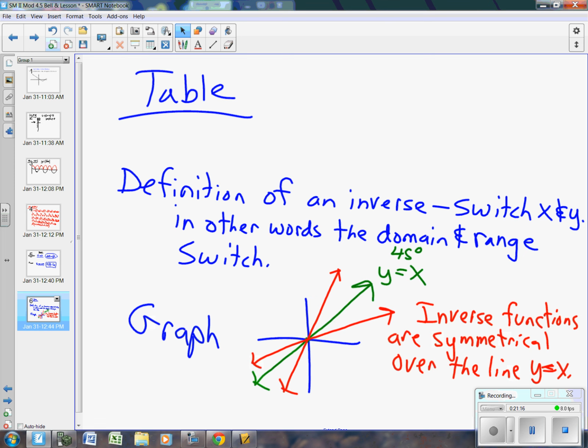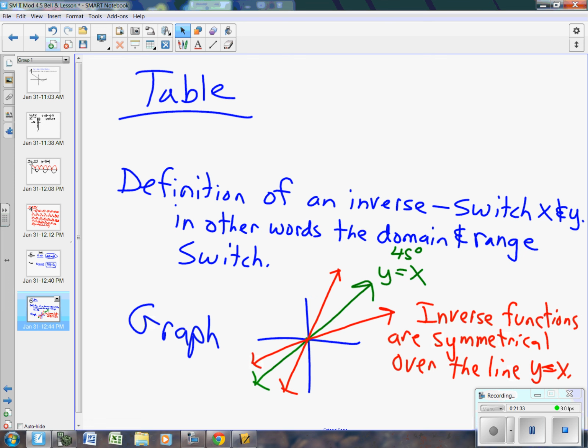Which variable in any function is the independent variable? The x, right? And dependent is the y. Okay? So know that. Did only really 4 of you guys know that? Or the rest of you guys did not know that? I was thinking you guys knew that.